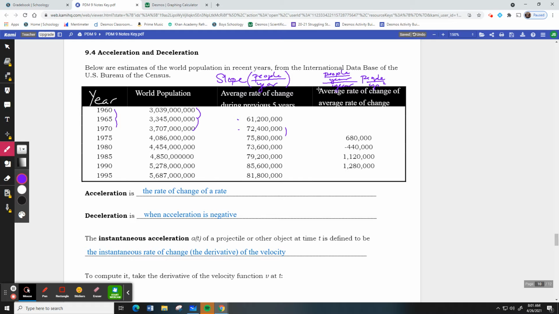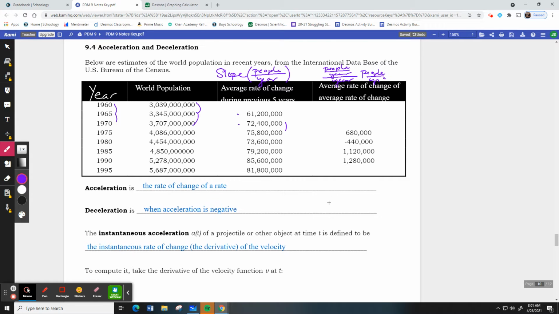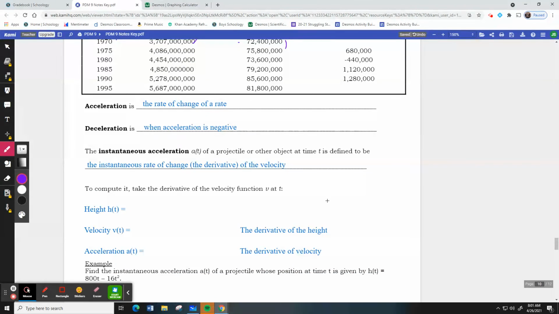So acceleration is when we find the rate of change of a rate. Deceleration is when that value is negative. So like here we see it's going down, then it's deceleration. The instantaneous acceleration, or A of t, of a projectile. So remember, first we talked about height, and then we talked about how the derivative of the height was the velocity. And now if we take the derivative of the velocity, so that's the rate of change of a rate, that's our acceleration of a projectile or other object at time t. It is defined to be the instantaneous rate of change, in other words, the derivative of the velocity. And so to compute it, we're going to take the derivative of the velocity v at time t.